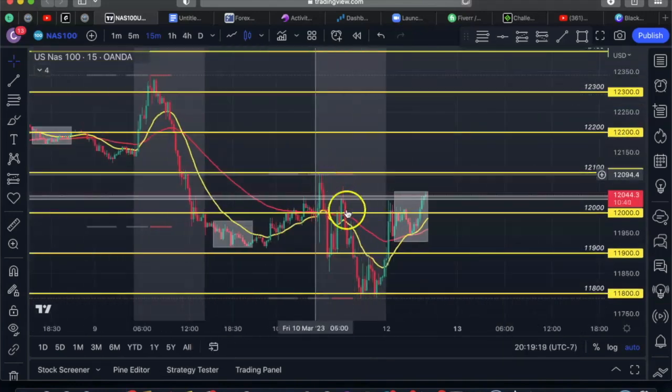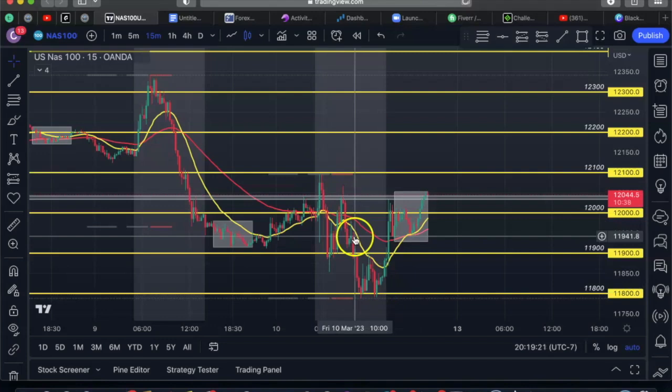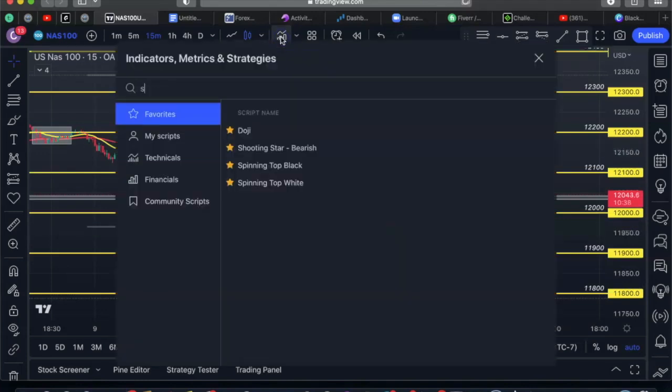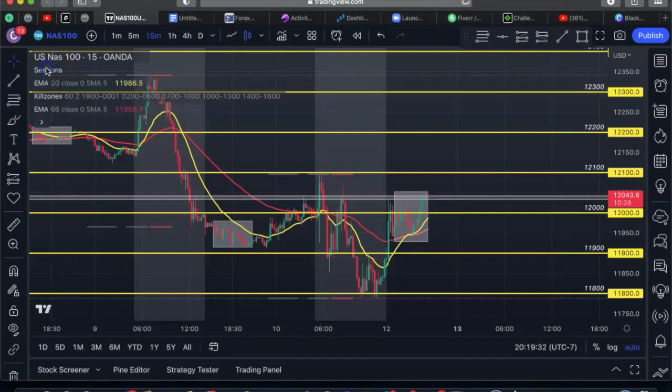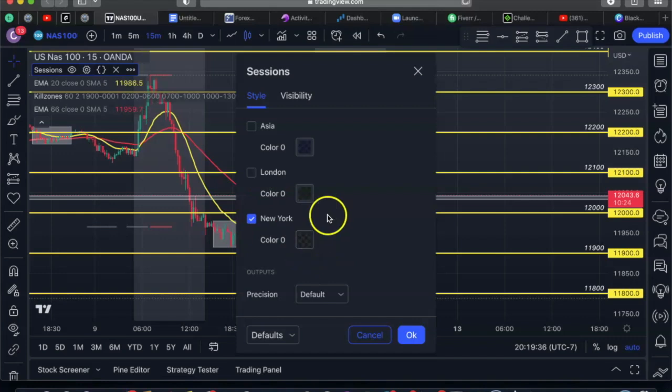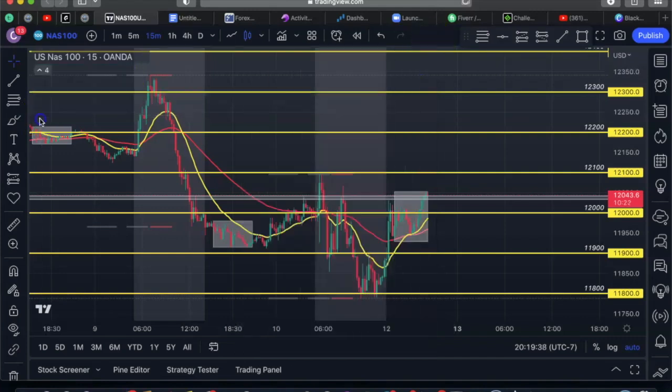Now this gray shade that I have behind my candles is the sessions indicator. If you guys want to go right here and type in sessions, it's going to be this one right here, colored, Asia, New York, London, all those. Once you get to the settings, you're going to go right here to the setting, and I only have the New York marked up. You can choose the color, whatever you want.